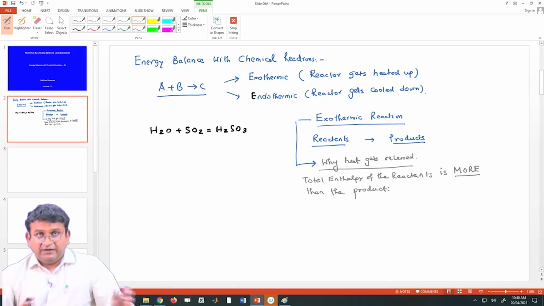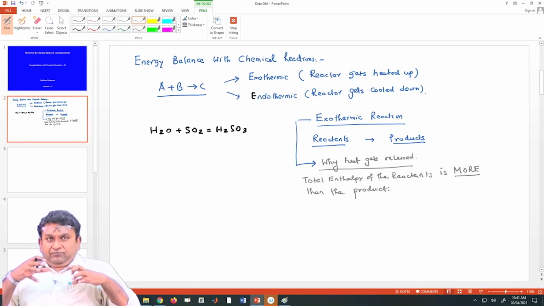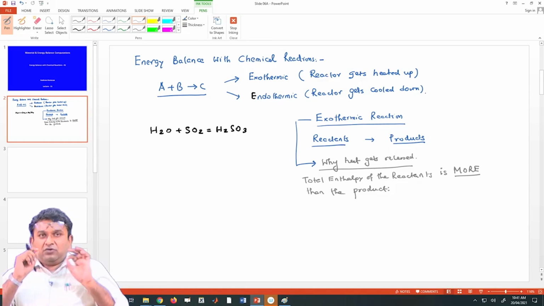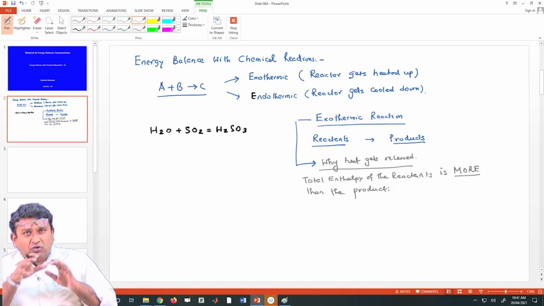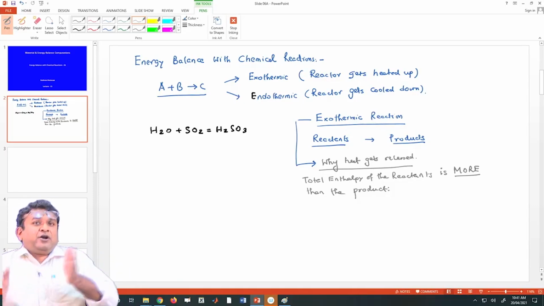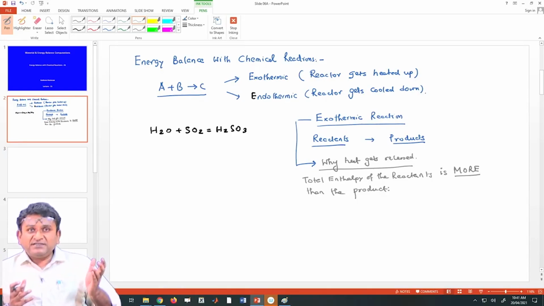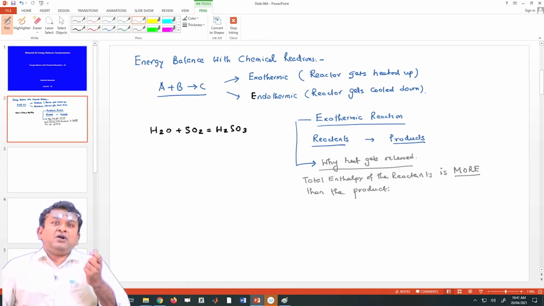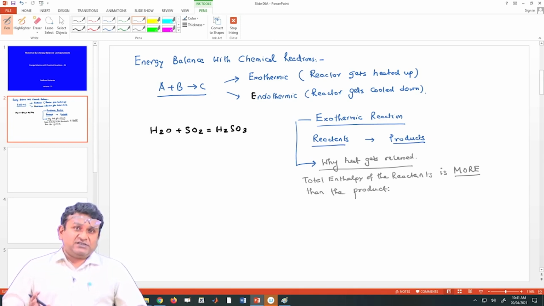So, essentially what it means is that more energy was initially stored, energy in whatever form, energy within quotes. We will discuss how to quantify this. More energy was initially stored in the reactants, and when the product forms, less energy is stored in it. So, what happens? This difference in the total energy of the reactants minus the energy of the product actually gets released, and therefore, your reactor gets heated up. This is essentially the physics of an exothermic reaction.